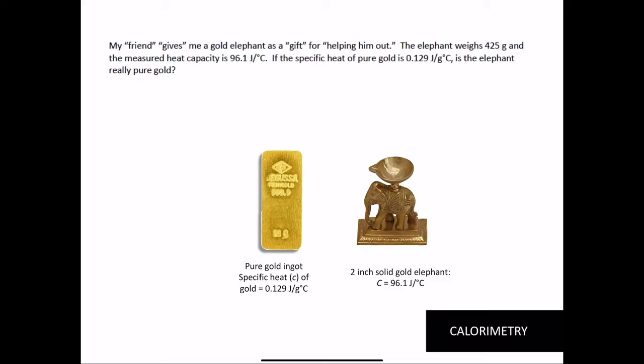So if you think about this, we can approach this a couple of ways. But basically, we want to see, are these two values related? If it's pure gold, then we should see that this relationship is true. So if big C, heat capacity, equals the mass times the specific heat, let's do it that way. Let's see if we get the heat capacity that we expect. So the elephant weighs 425 grams. So if we had 425 grams of pure gold, times 0.129 joules per gram degree C, the specific heat, we can find the heat capacity.